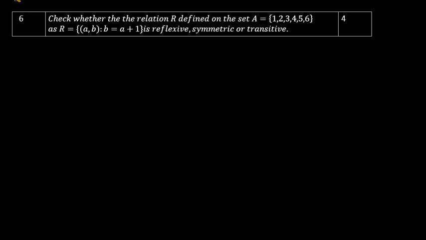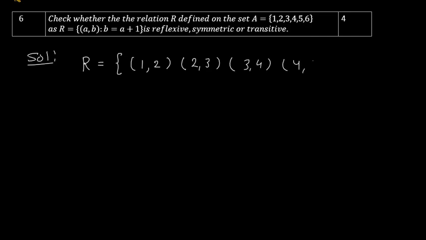So if possible, let us write the relation in roster form. Roster form means we enlist all the elements. It is a relation of (a, b) where a belongs to set A, so a could be 1 and b is 1 more than a, so it is (1, 2), then (2, 3), then (3, 4), then (4, 5), then (5, 6). So this is our relation.